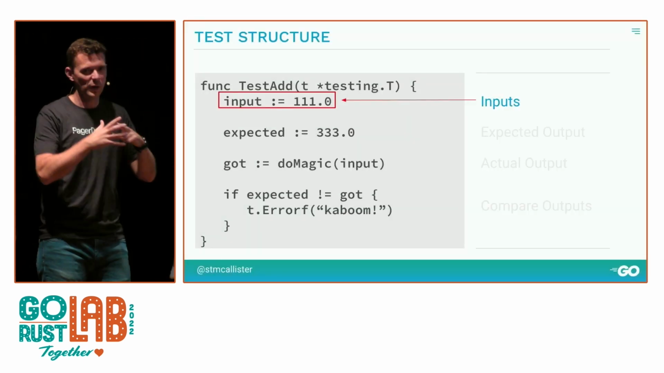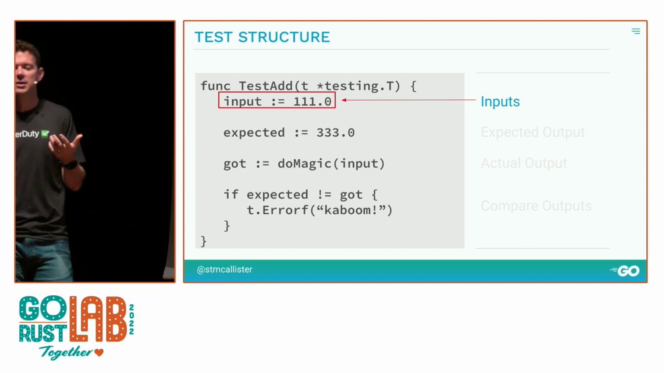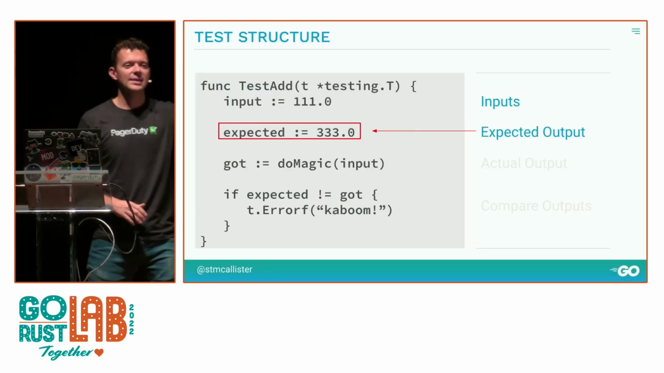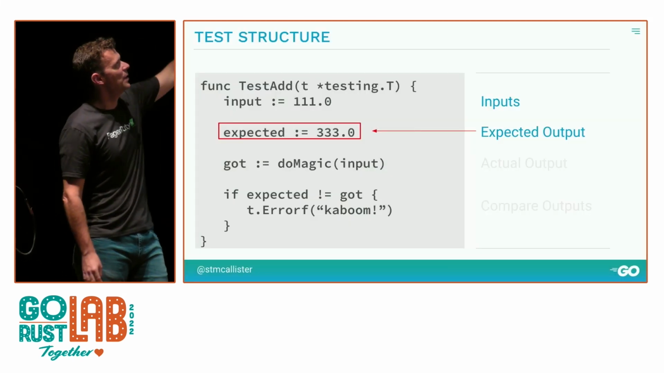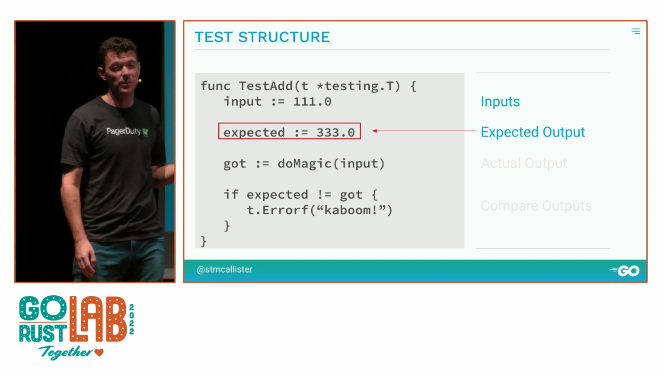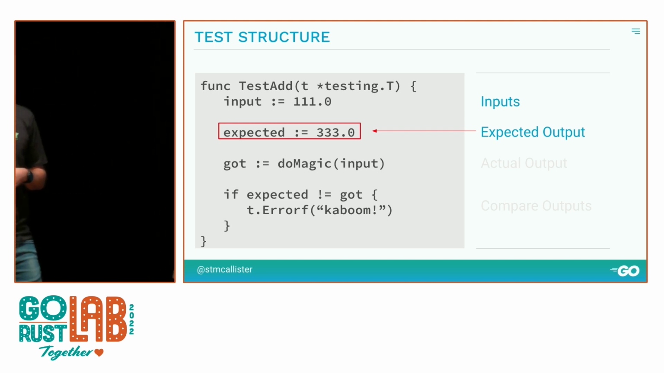So a test. What does a test look like? What are you doing when you're running a test? You're going to have some inputs that you're going to throw at your function, and then you have some expected outputs. In this case, I know that if I pass a 111 to this particular function, I'm going to get a 333 back. That's what I expect. I'm going to make sure that my test does that.